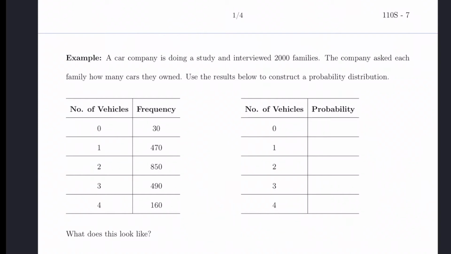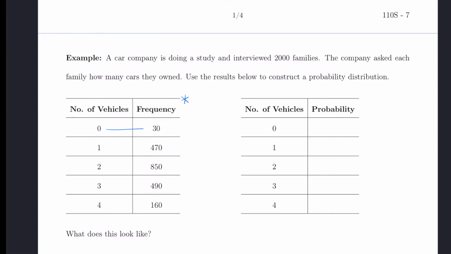This example is going to cover probability distributions. A probability distribution is essentially just a table that gives the probability of having each one of those responses for that variable. In this example, the frequency table that we're given gives the results of 2,000 families that were interviewed and asked how many cars they have. For example, in this first row, 30 families responded that they don't have a car, right?